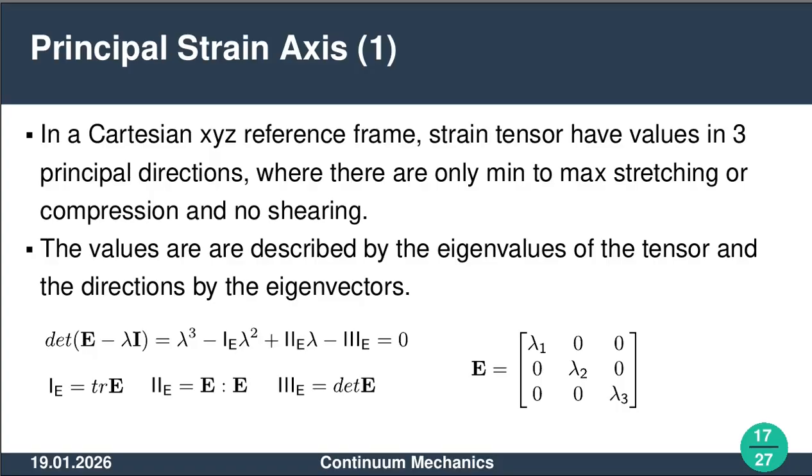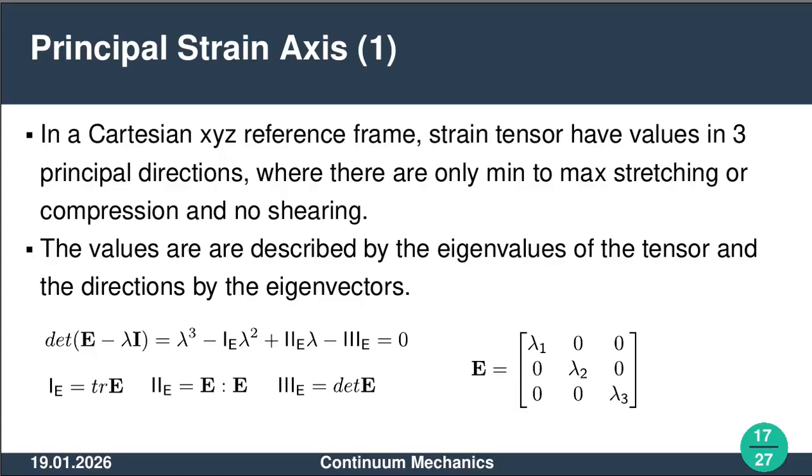So in a Cartesian XYZ reference frame, the strain tensor has values in three principal directions, where they are only meant for maximum stretching or compression and no shearing. The strain tensors are symmetric, therefore there exist three orthogonal directions, meaning independent of each other, and three eigenvalues, which are the magnitudes of these strains. The eigenvalues are the stretches, the eigenvectors the directions, which eventually have to be normalized.